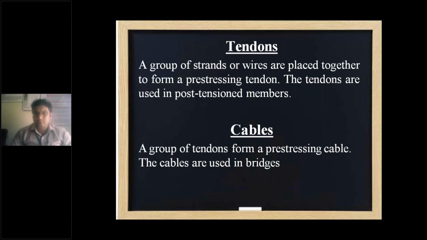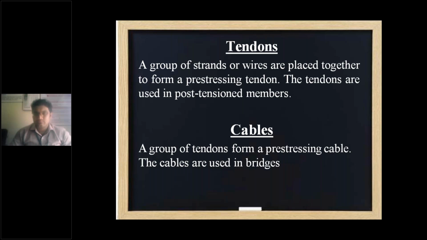And next one is tendon. What do you mean by tendon? A group of strands or wires placed together forms a prestressing tendon. Here tendons are used in post-tensioned members. In a pre-tensioned member, there is no tendon. There will be only strand work. All strands together we call a tendon, right?